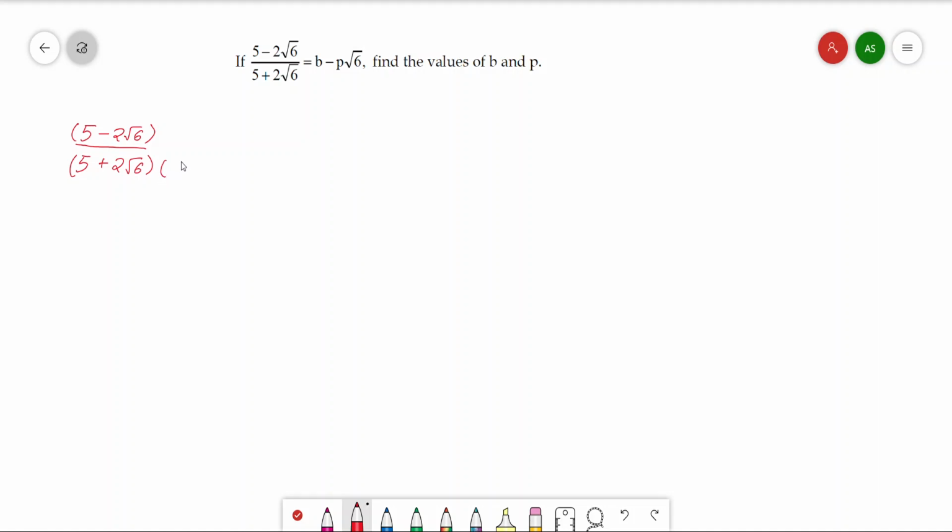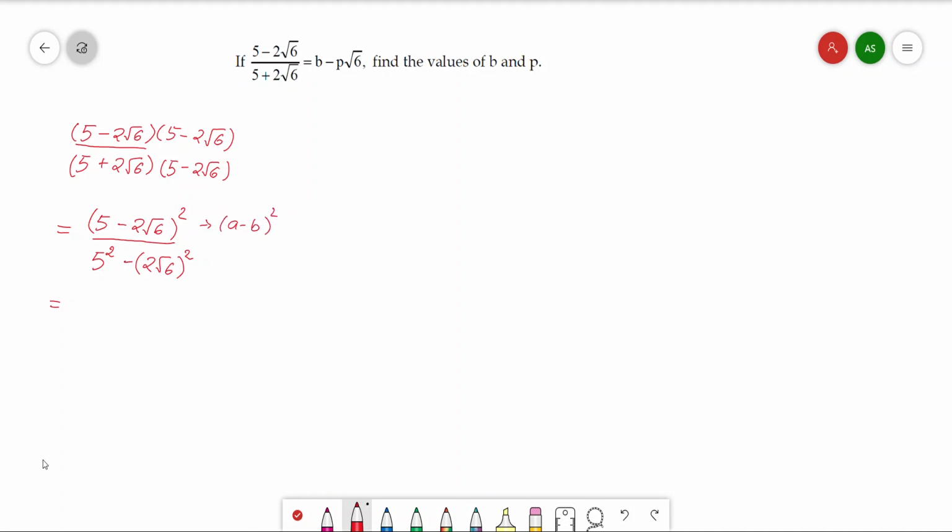For the same, we multiply the denominator and the numerator by the rationalizing factor, which is now 5 minus 2 root 6. So we multiply the numerator also by 5 minus 2 root 6. In the numerator, both the expressions are same, so they can be written as 5 minus 2 root 6 whole square, whereas in the denominator we'll use the identity a square minus b square, so that is 5 square minus 2 root 6 whole square. So now we will expand this by using the identity a minus b whole square.